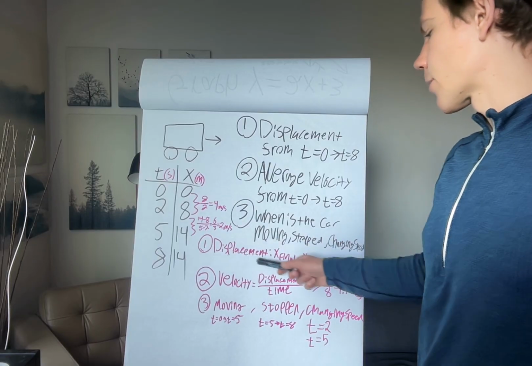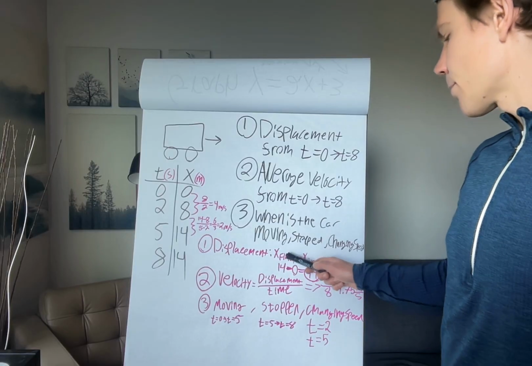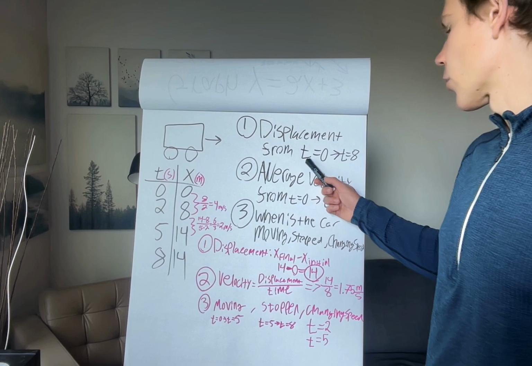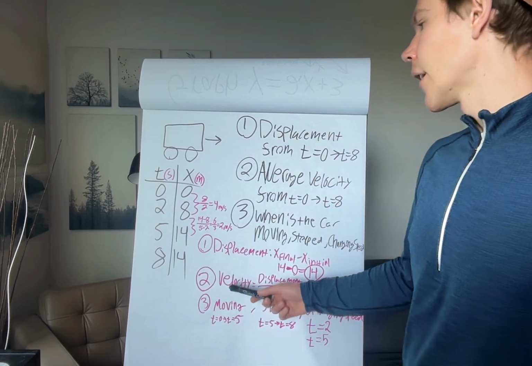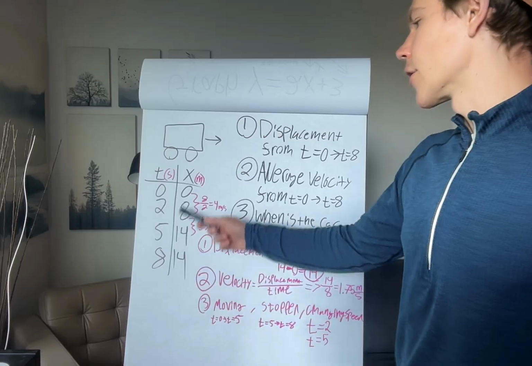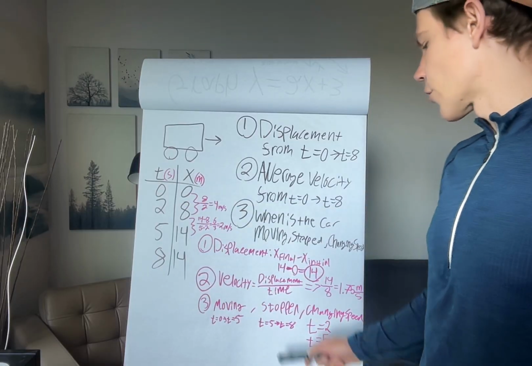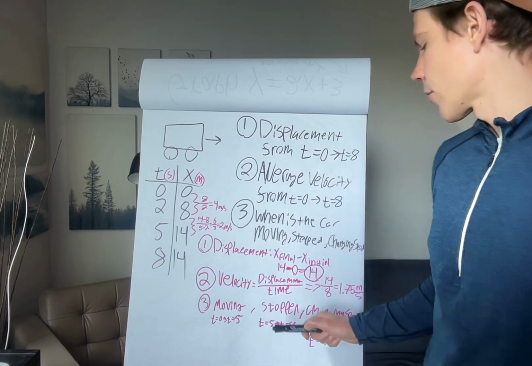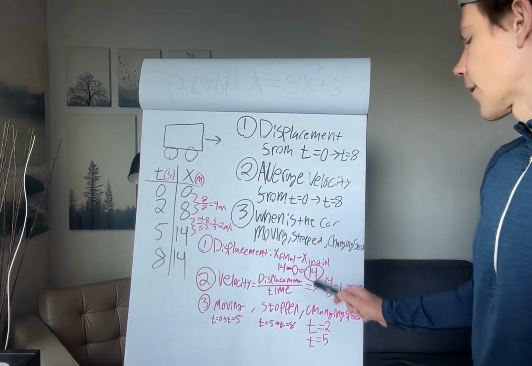So, number one, displacement. Displacement is given to us by final position minus initial position. So what is the final position when we're looking at time t equals 0 to t equals 8? Well, that's 14. And in this problem, the units are seconds and meters. Seconds for time, meters for position. So final position, 14. Initial position, at time t equals 0, 0. 14 minus 0 leaves us with 14 meters as the displacement.